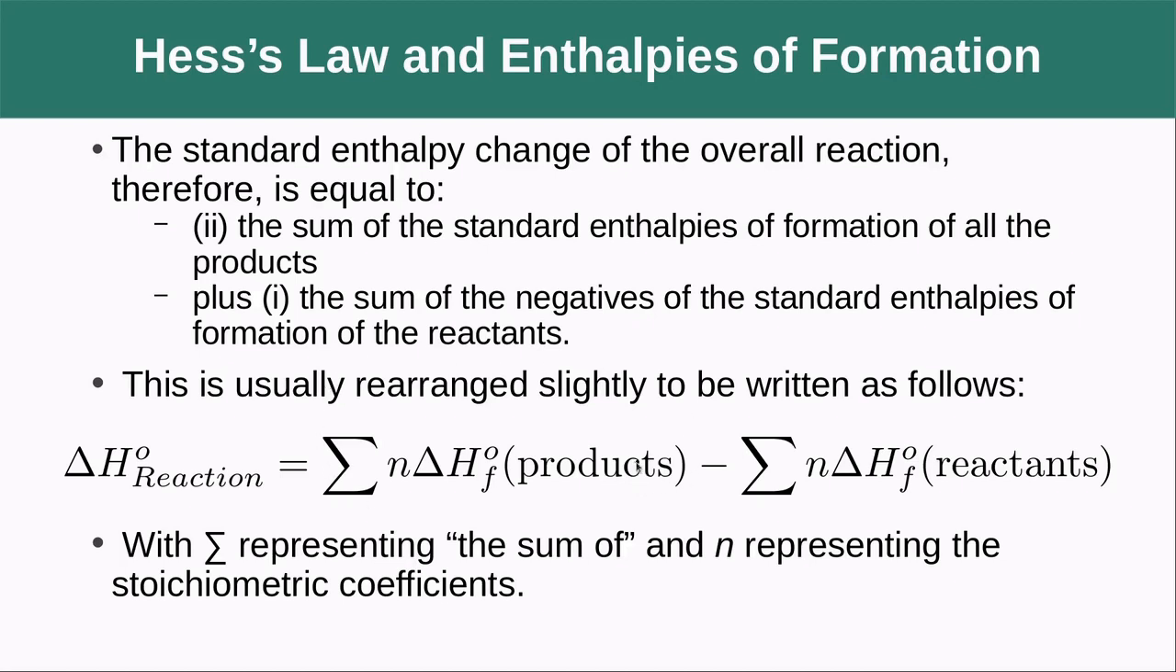That's going to be one value. We're going to do the exact same thing for the reactants. We're going to sum them all together. That's going to be another value. Then we're going to take the product value that we got, and subtract out the reactants value that we got.